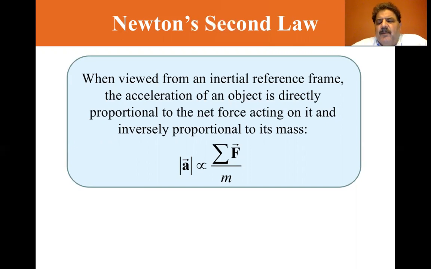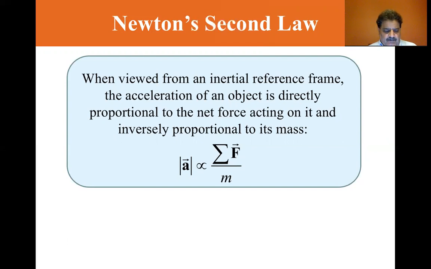So the acceleration is proportional to the sum of all the forces on it and is inversely proportional to the mass. If the mass increases, the acceleration goes down. If the mass decreases, the acceleration goes up. And of course, since it's directly proportional, if the sum of the forces goes up, the acceleration goes up. If the sum of the forces decreases, the acceleration decreases. Now, we're going to study this in detail when we do the Atwood machine. The Atwood machine is a beautiful display of Newton's second law.